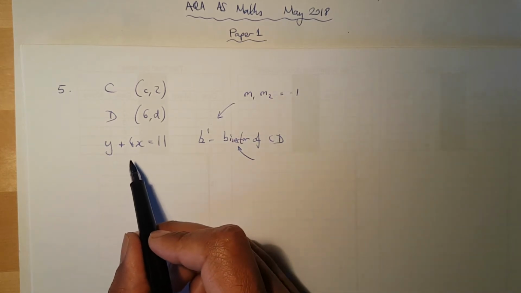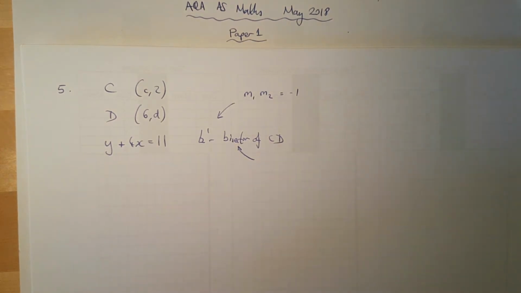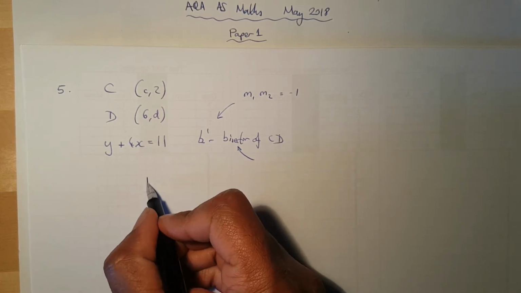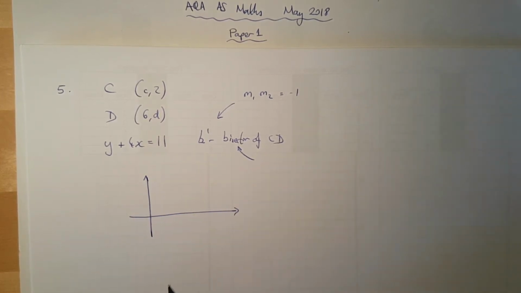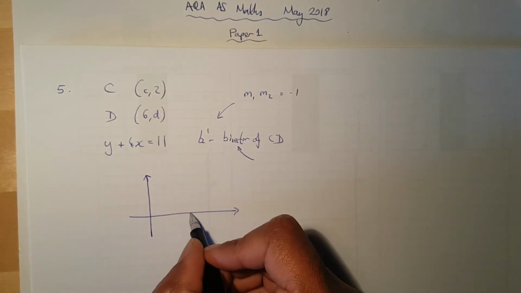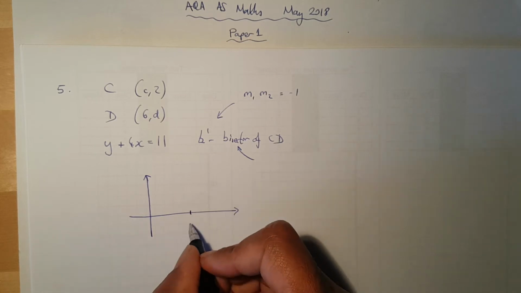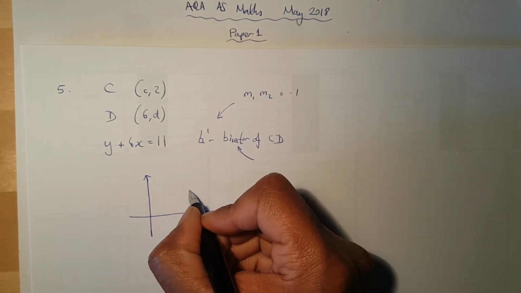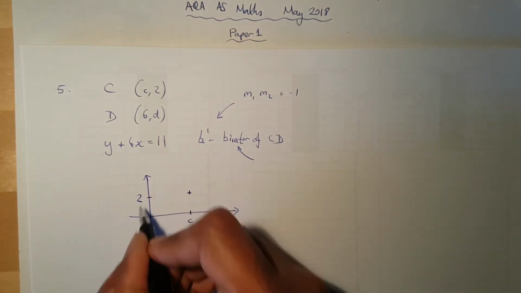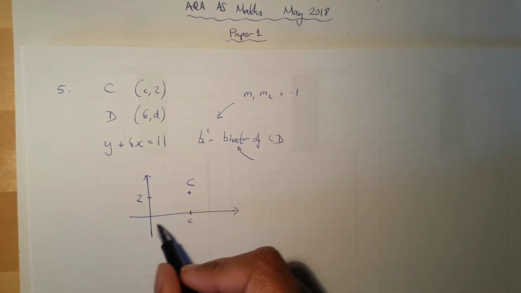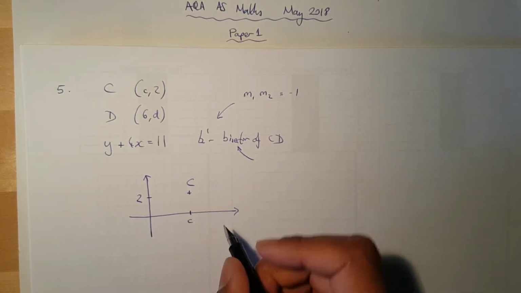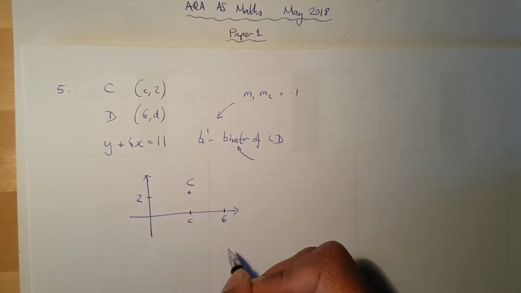I'm told this y + 4x = 11 is the perpendicular bisector. I think it's worth sketching, however vaguely, where these points might be. C is going to be (c, 2), so let's say, for example, that's here. It could easily be negative, but it really doesn't matter. There's C and there's 2, just there, so that's going to be point C. And point D is going to be at 6. I don't know if 6 is bigger or smaller than c. I don't really care, though. Let's suggest that's going to be 6 over there.